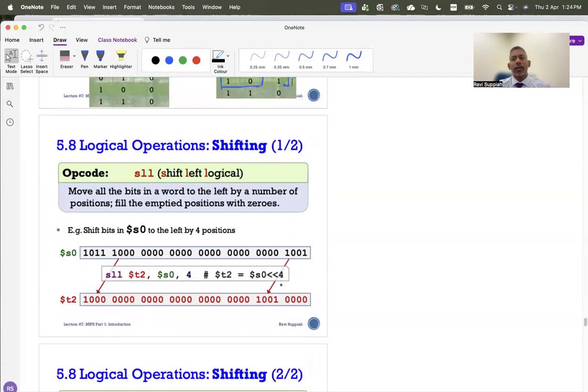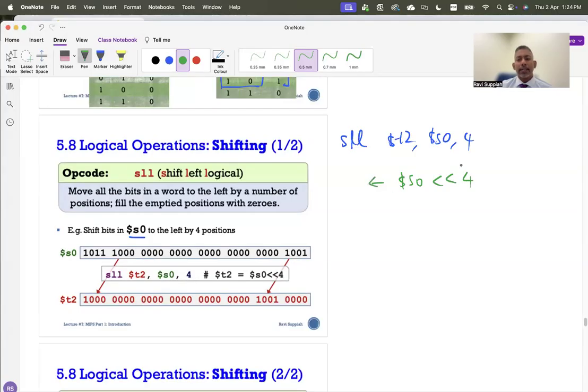Now let's look at how it applies to the register. As we said, the register is 32 bits. So if I perform a shift left logical operation on one of the registers, S0, then all the bits get shifted to the left by the number of positions. If I execute this instruction, SLL T2, S0, 4, what am I effectively doing? I'm saying I want to take the contents of S0, shift left by 4, and the result of that will be stored in T2.